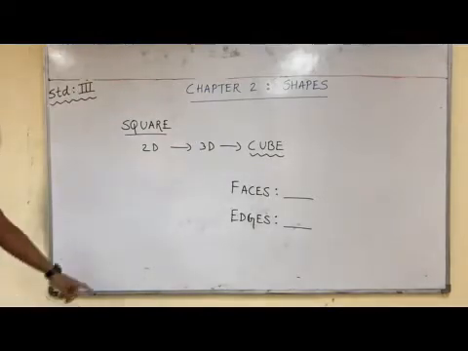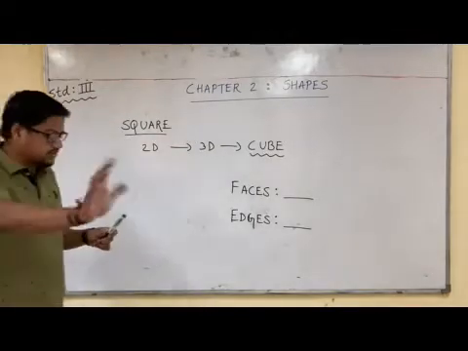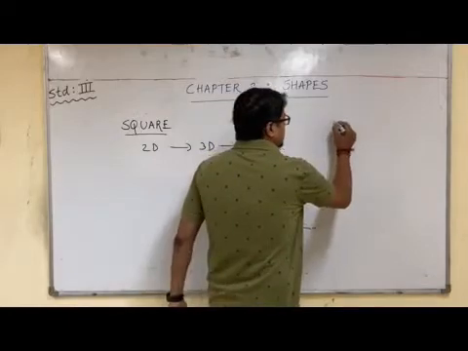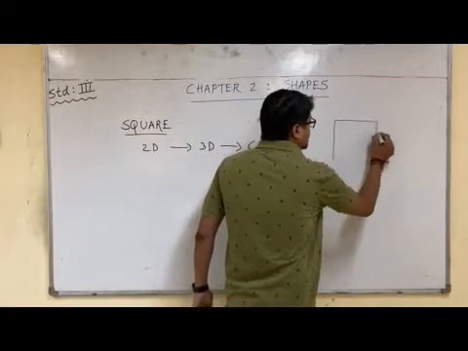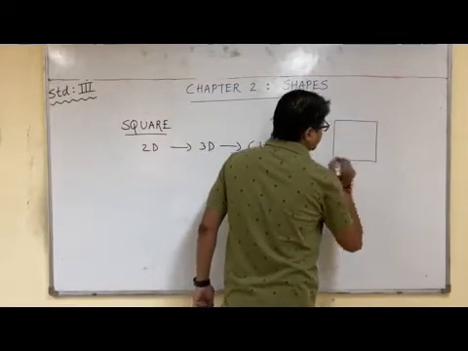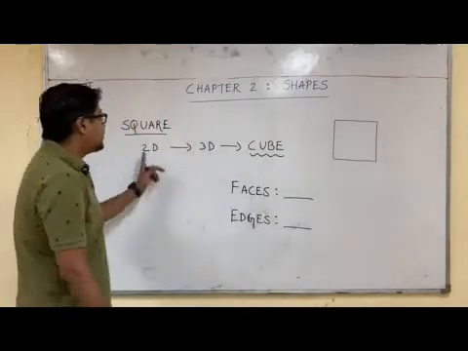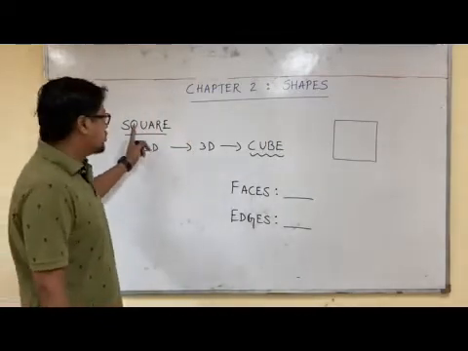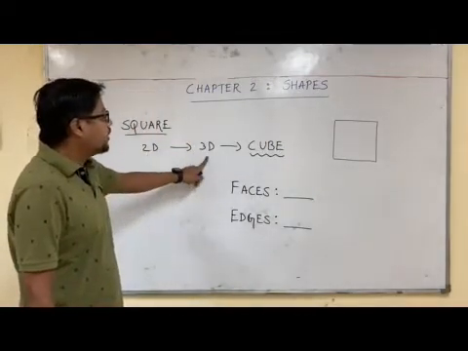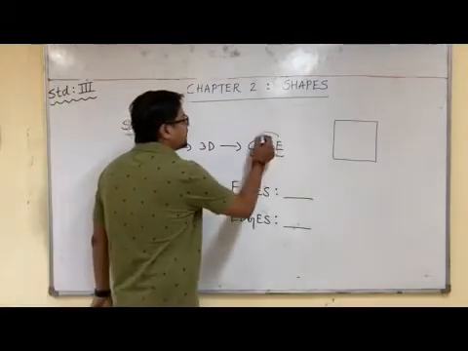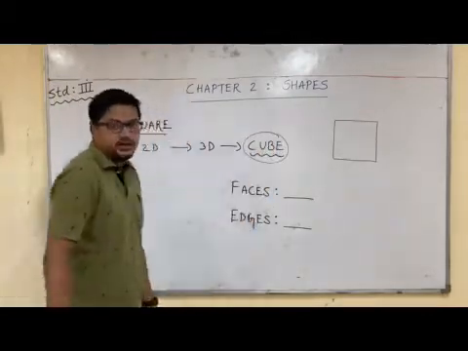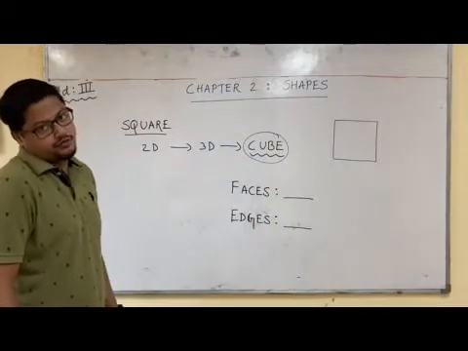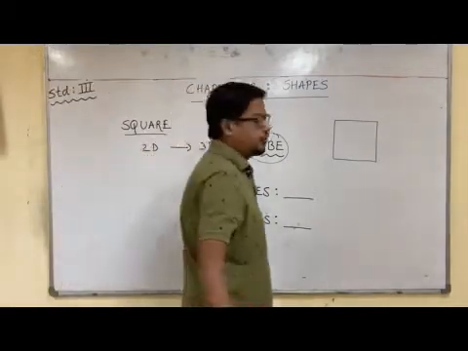I again repeat, square is which kind of shape? Sir will draw also for you. Square is which kind of shape? 2D, correct? Whenever we convert a square in 2D into 3D, we are getting what? We are getting a cube, correct? Now sir will draw this cube for you. Just see how you are drawing if you don't know.